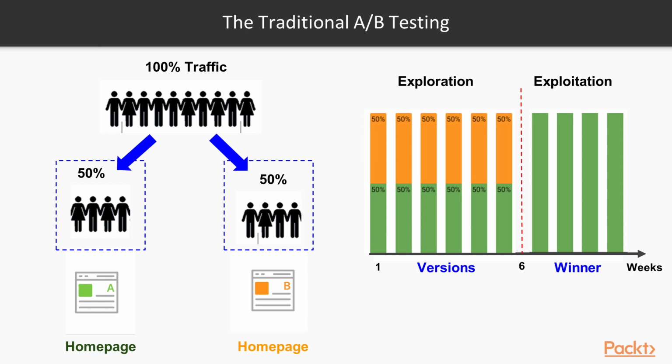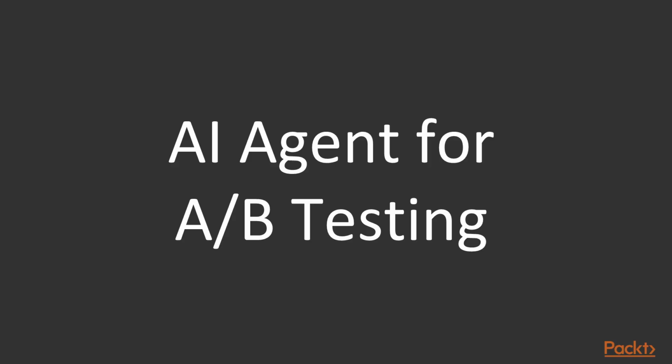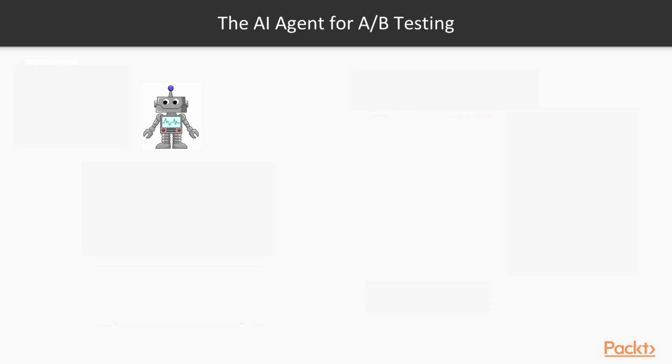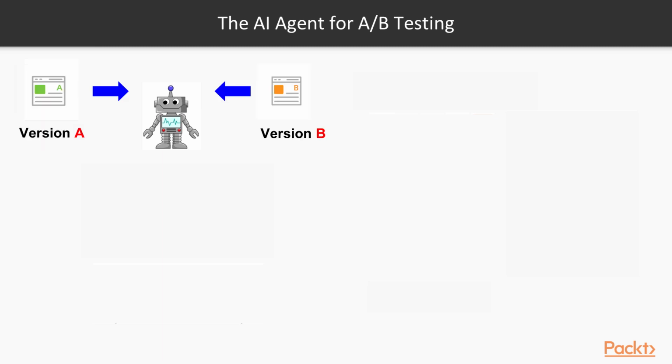Alright guys, this is how the traditional A/B testing works. Now let's explore the working of the AI agent for A/B testing. The idea of A/B testing with an AI agent is slightly different. The major difference is the presence of the agent. Based on a strategy, it selects which version of the homepage should be displayed to the visitors.